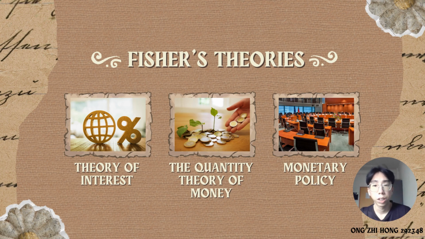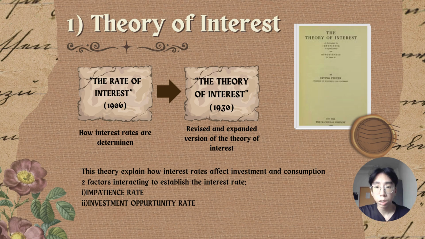Fisher introduced three theories: the first one is the theory of interest, the second one is the quantity theory of money, and the last one is monetary policy. So let's talk about the theory of interest.